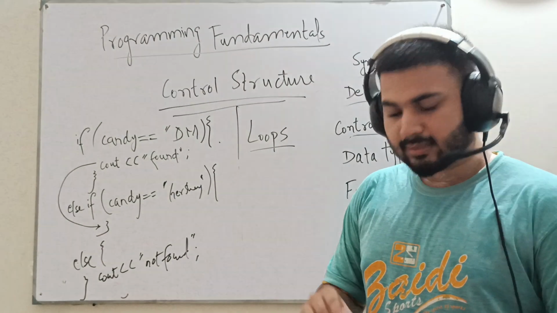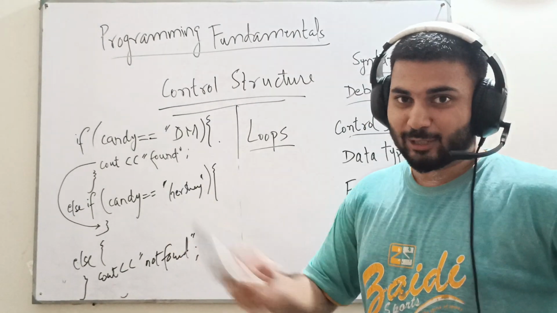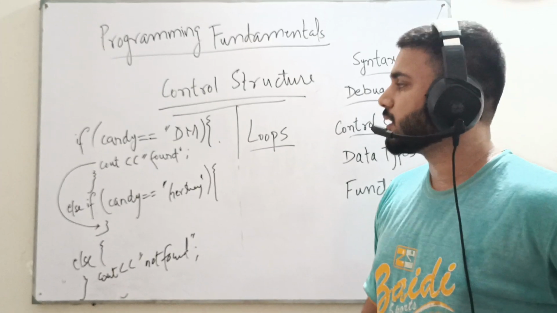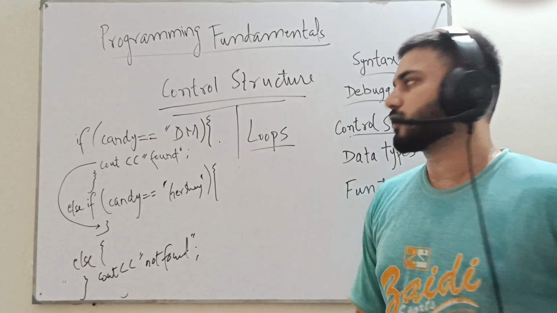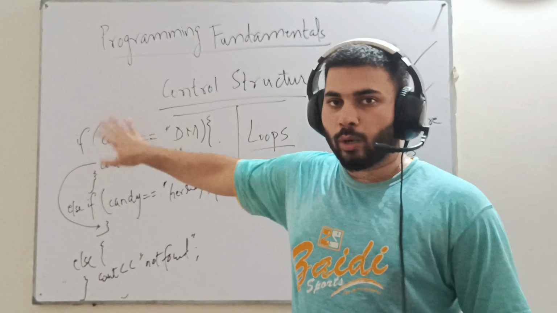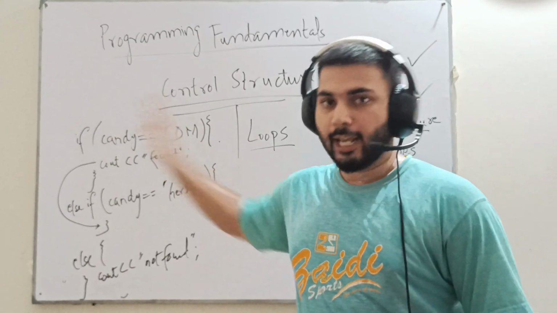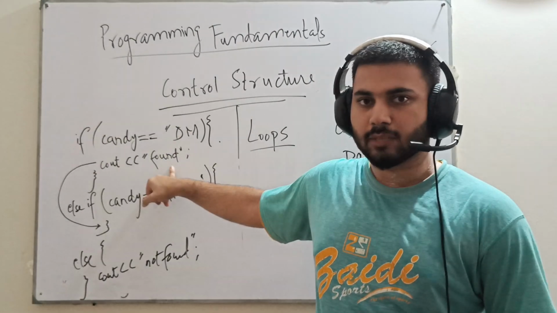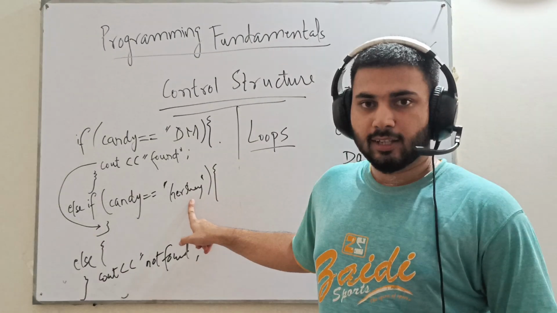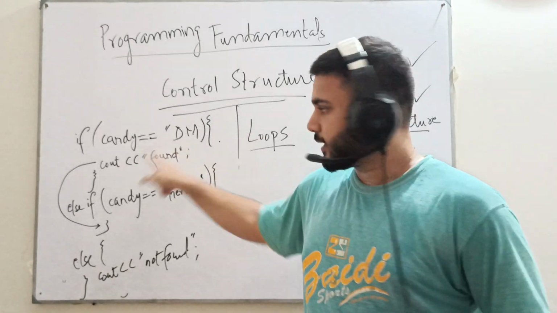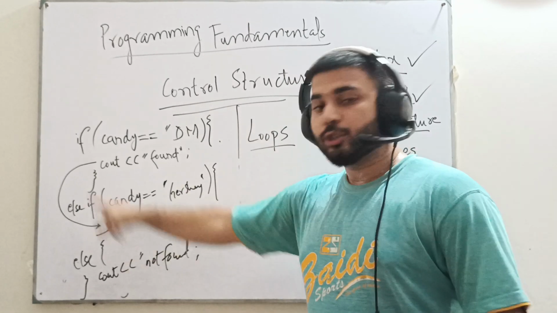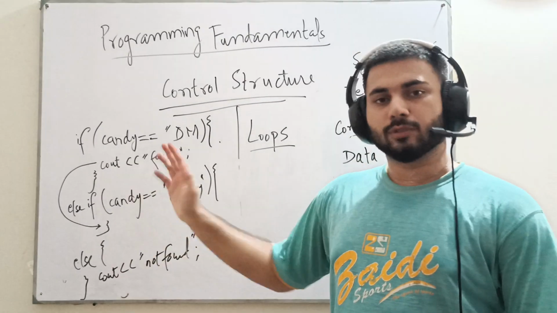Do you understand this? If yes, please like and comment. If you have a problem, comment and tell me what the problem you're finding so I can clear your concepts. The thing is, my mother told me a task: go and fetch the candy, get dairy milk. If you find dairy milk, get me that dairy milk. If you do not find it, get me Hershey's. If you find Hershey's, get me Hershey's. If you don't find both, not found.